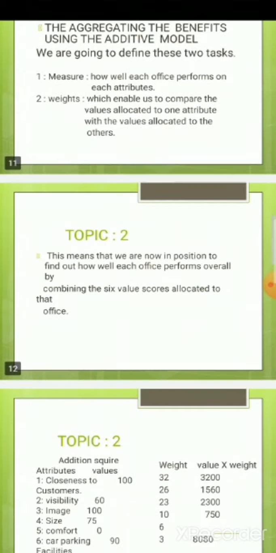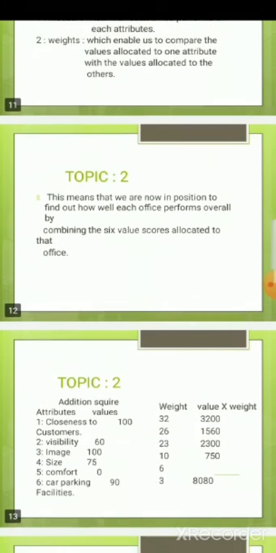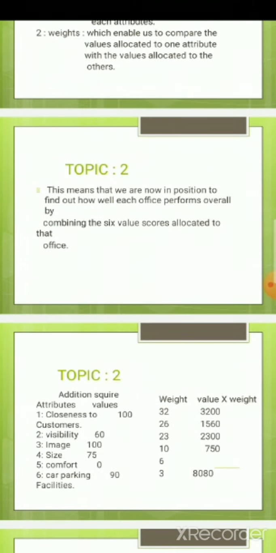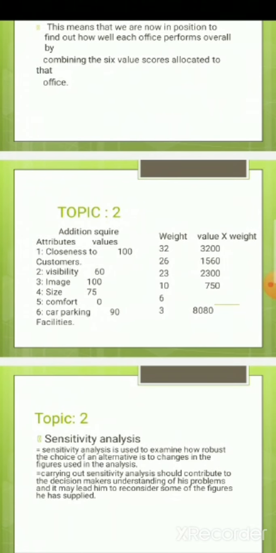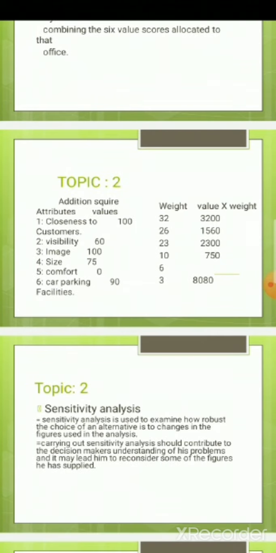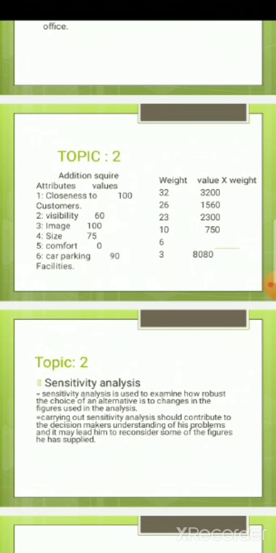This means that we are now in a position to find out how well each office performs overall by combining the 6 value scores allocated to that office. Addition table: attributes, value, weight, value into weight. Number 1, closeness to customers, value 100, weight 32, value into weight 3200. Number 2, visibility, value 60, weight 26, value into weight 1560.